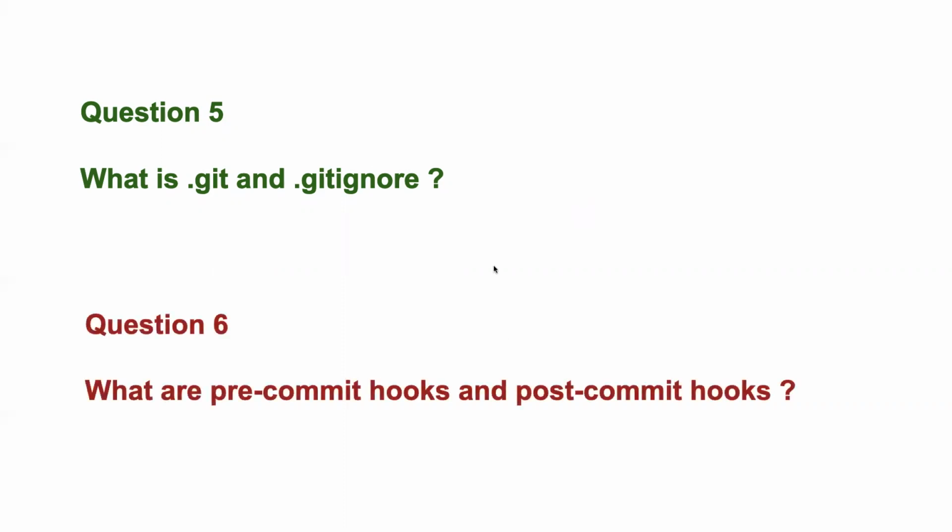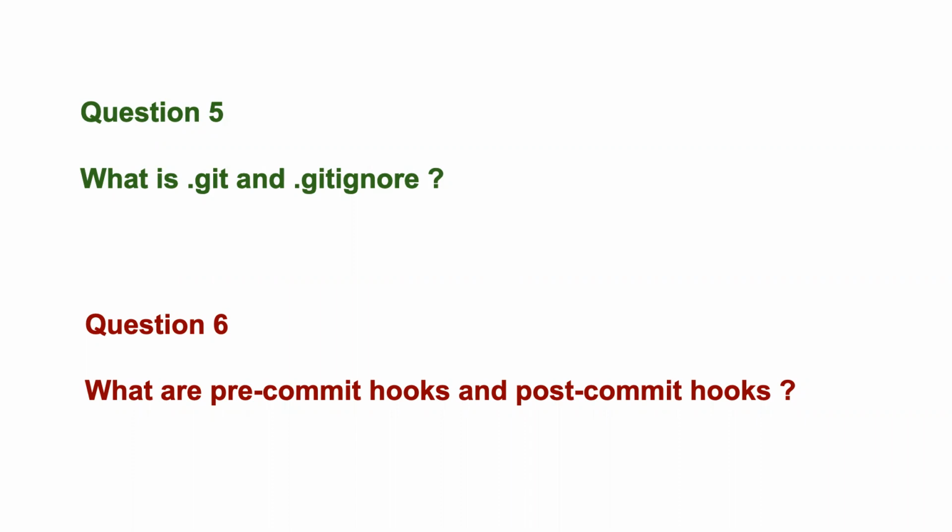Question number 6. What are pre-commit hooks and what are post-commit hooks? Okay, so for this you need to understand what a hook is. A hook is when you want to perform an action before or after something. The name itself suggests that you have a pre-commit hook and a post-commit hook. Pre-commit hooks are the actions that are taken before you do git commit, and post-commit hooks are the actions that are taken by git after the commit.